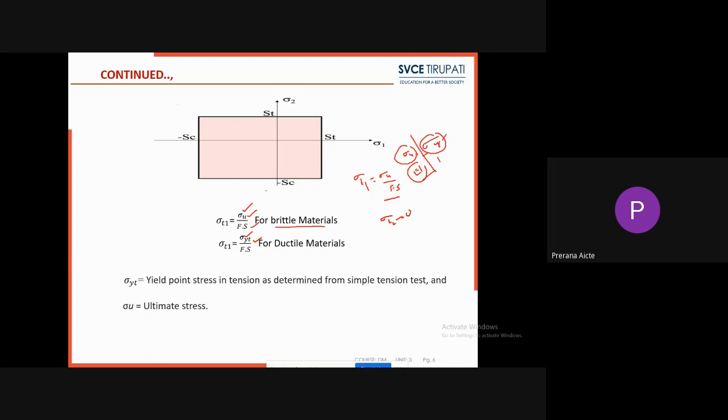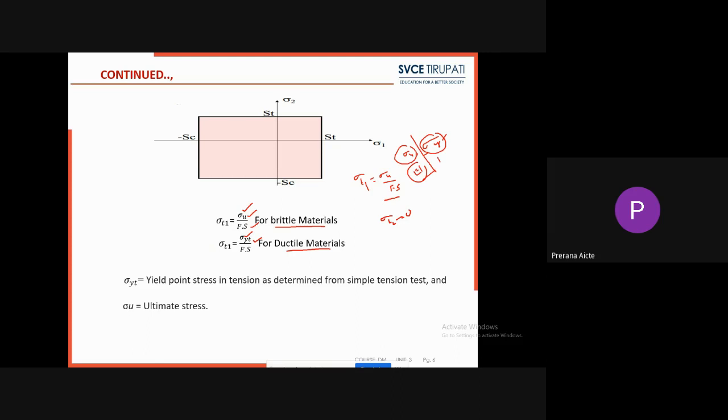For the ultimate stress in a brittle material, we are not able to estimate the amount of load it can withstand. But in yield point stress, you clearly understand up to what load it can resist without any deformation. Clear? So that is the main difference between brittle and ductile material. That's why for brittle material, sigma T1 is equal to sigma U by factor of safety, and for ductile material, sigma T1 is equal to sigma YT by factor of safety.